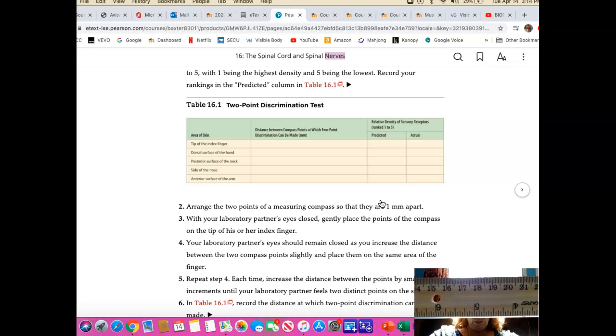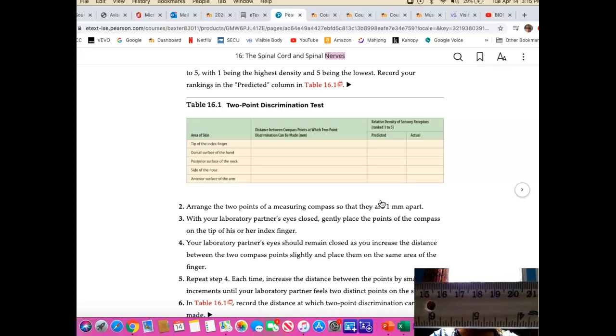You can see here we've got some numbers on a ruler. If you don't have a ruler at home, you can probably download a picture on the internet and print it on paper. The numbers 17 to 18 is a centimeter, and that is about the width of your pinky. We're interested in millimeters. The smallest unit there is the millimeter. So you're first going to arrange the 2 points of your measuring compass so they're 1 millimeter apart.